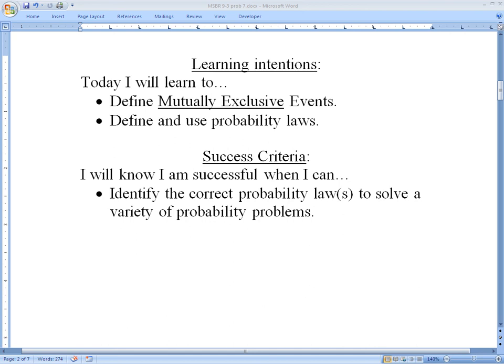Hello, Math Studies students. In this lesson, we are going to discuss mutually exclusive events. We'll define what that is, but the main part of the lesson is we're going to talk about using probability laws. And the main goal of this, we'll know we're successful if we can identify which probability law we need to use. So identifying the correct probability law. I'm less worried about the actual math that you need to use than just knowing what formula to use.